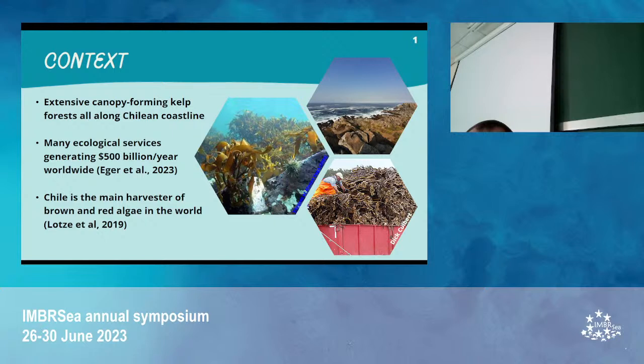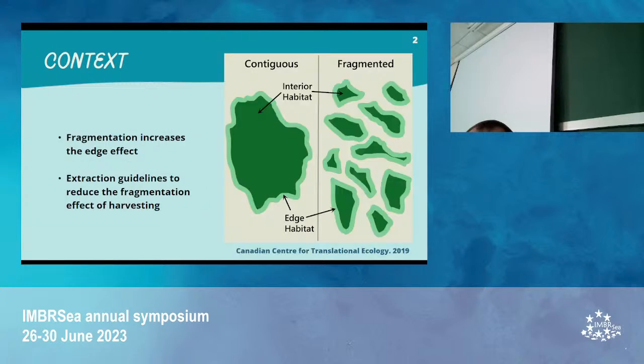However, in Chile, the kelp harvesting industry is a growing industry. And in 2019, Chile was already the first harvester of red and brown algae in the world. So Chile implemented lots of kelp harvesting guidelines in order to reduce the depletion of the kelp forest, as well as its fragmentation. So when it comes to fragmentation in general, we consider it as a negative phenomenon, since the fragmentation of an ecosystem, of a forest in this case, leads to the increase of the amount of edges in the forest.